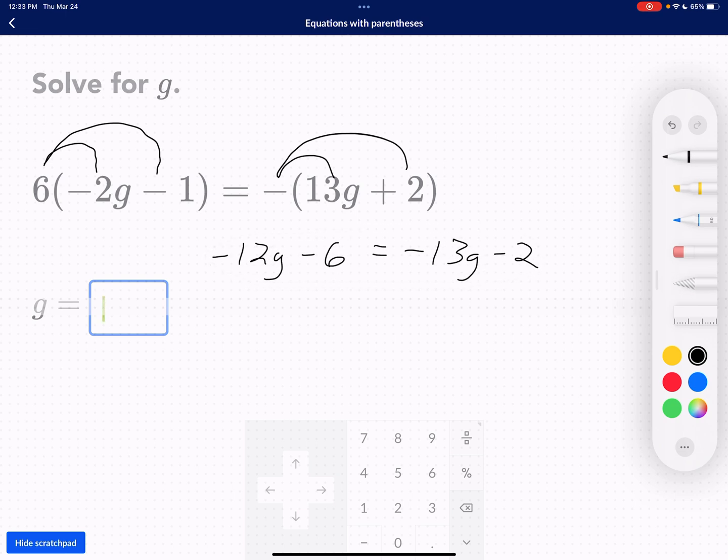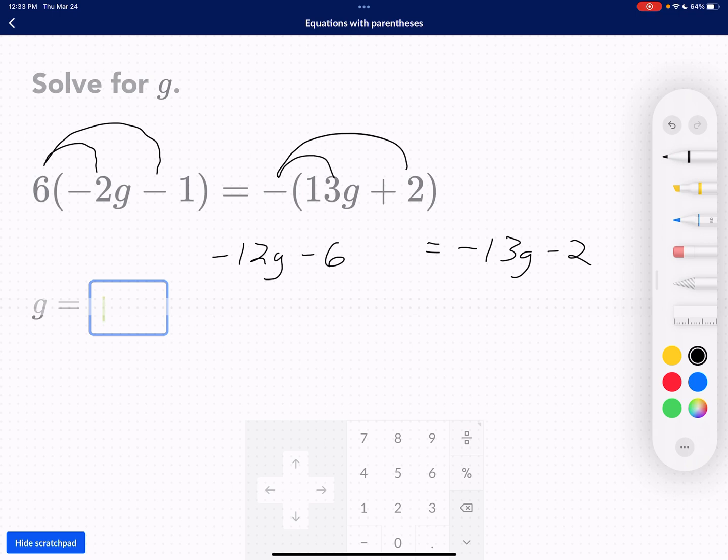So I don't care where my g's go. They can be on the left side or the right side. It doesn't matter. Sometimes it's easier for signs. I notice that the larger coefficient is on the right side. And so me personally, I think adding 13g to both sides is easier. And again, my goal is to cancel it on one of the sides so it's not there.